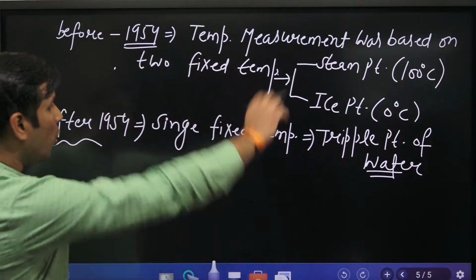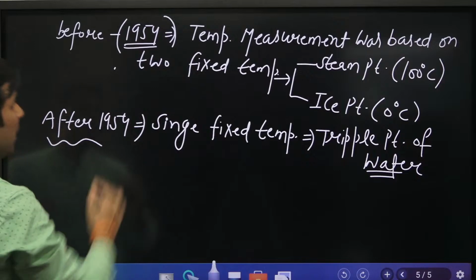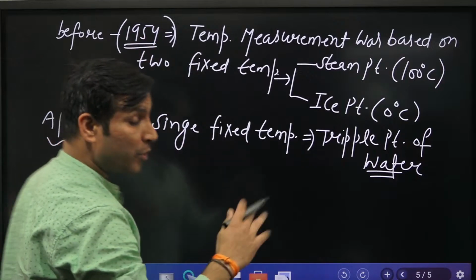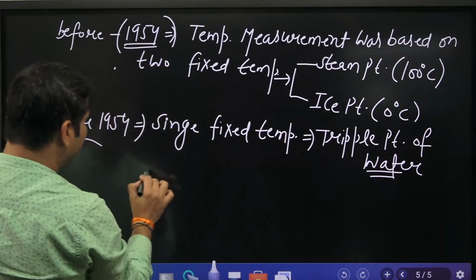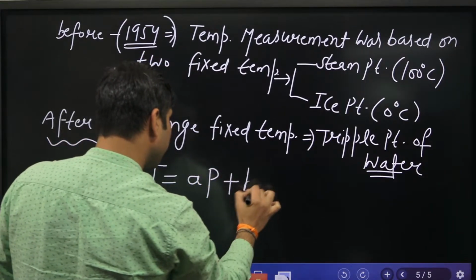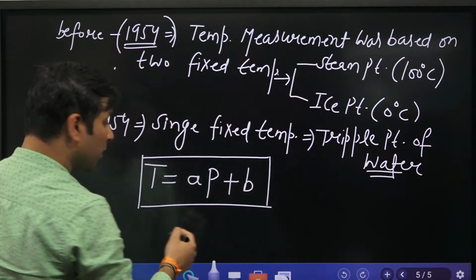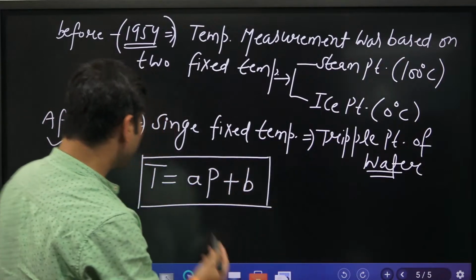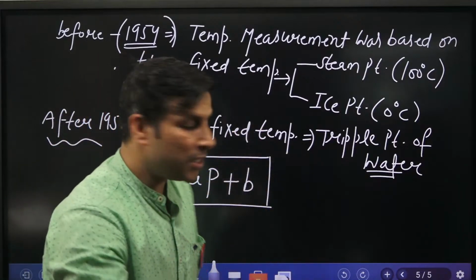Now if you want to define temperature before 1954, the temperature varies linearly with the pressure. So you can define temperature as T equal to AP plus B. You can write this equation in two ways: first, by considering the temperature at the ice point; second, by considering the temperature at the steam point.